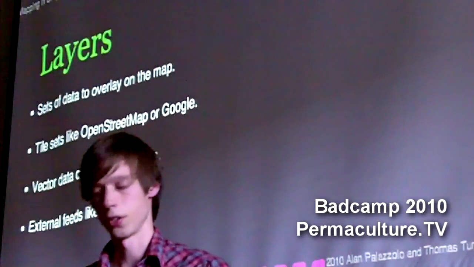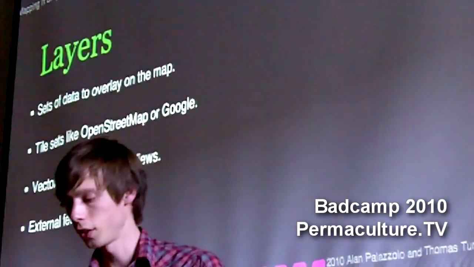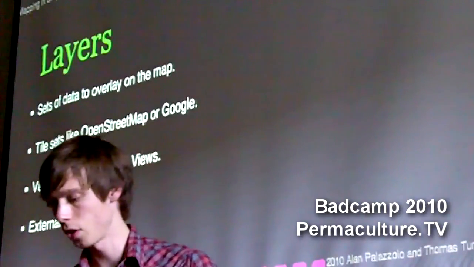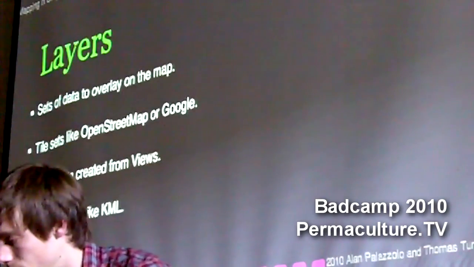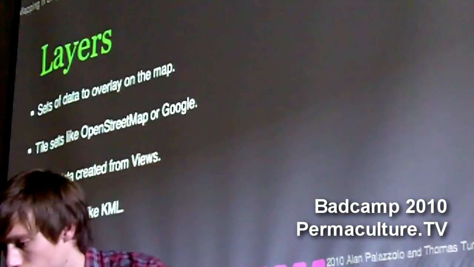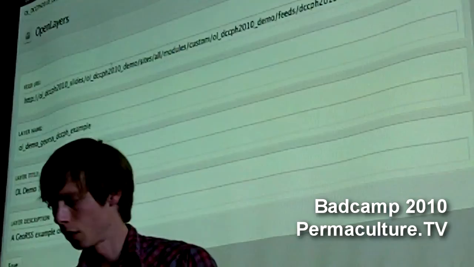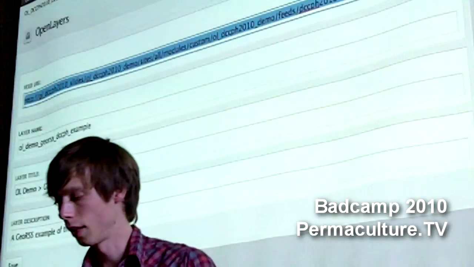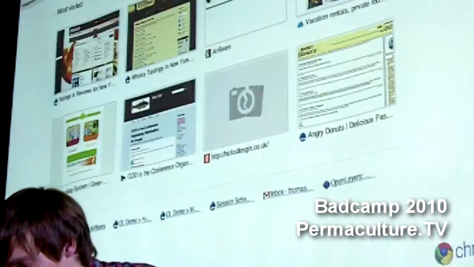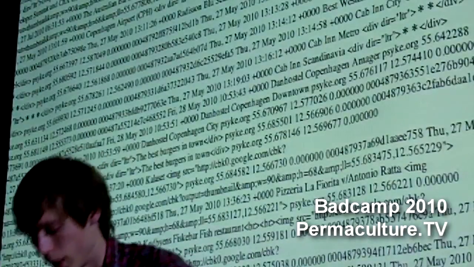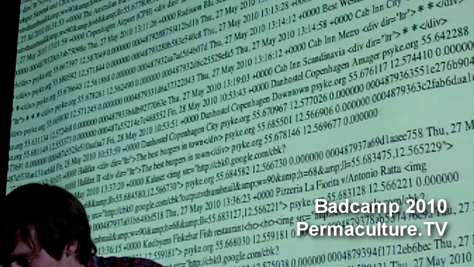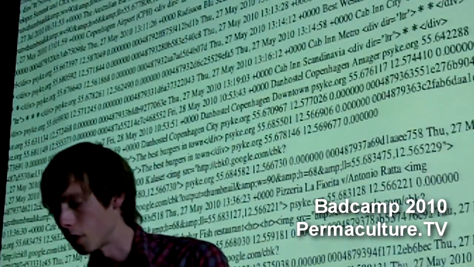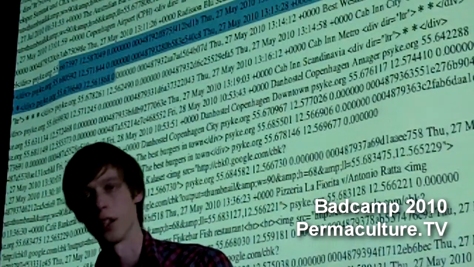So part of that preset was layers. We've got tile sets. We can have vector data, which is lines and points coming from views or external views. So let's look at some of these in more detail. In this case, we've got an XML feed, which came from the Drupal Copenhagen list of interesting points. It's just an XML file. Sorry, it doesn't look very nice. But anyway, this is an XML feed that has some lats and longs in there.